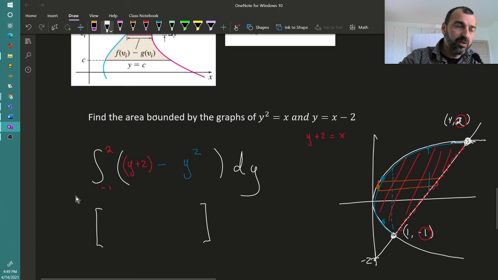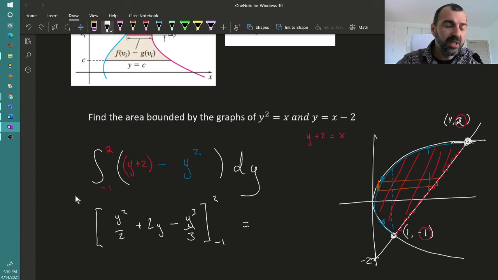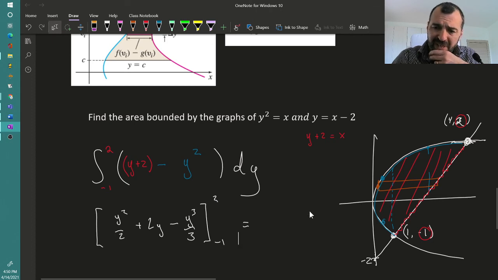I'll just fly through this one here. We're going to get y squared over 2 plus 2y minus y to the third over 3. And when you evaluate this, you get some kind of area there. I'll stop there. So basically, we've got 3 different variations.